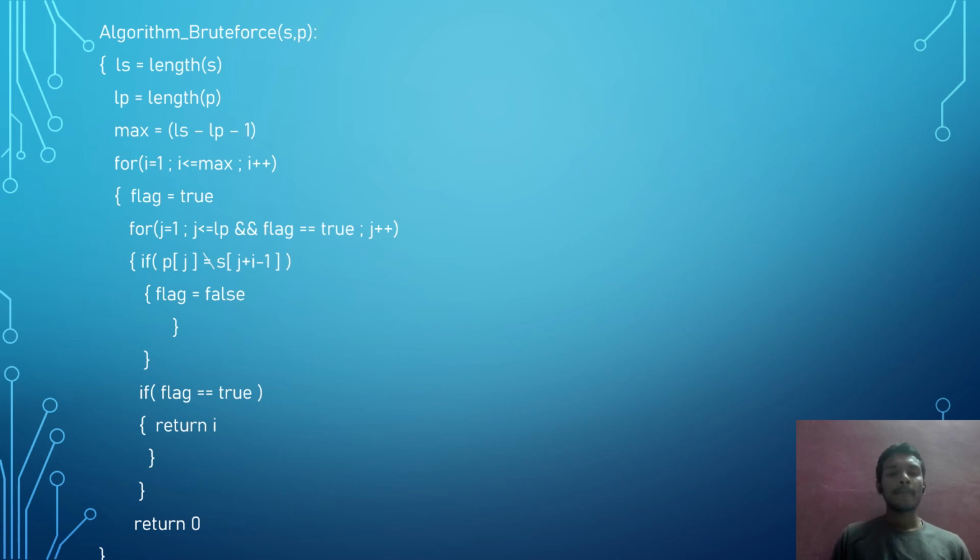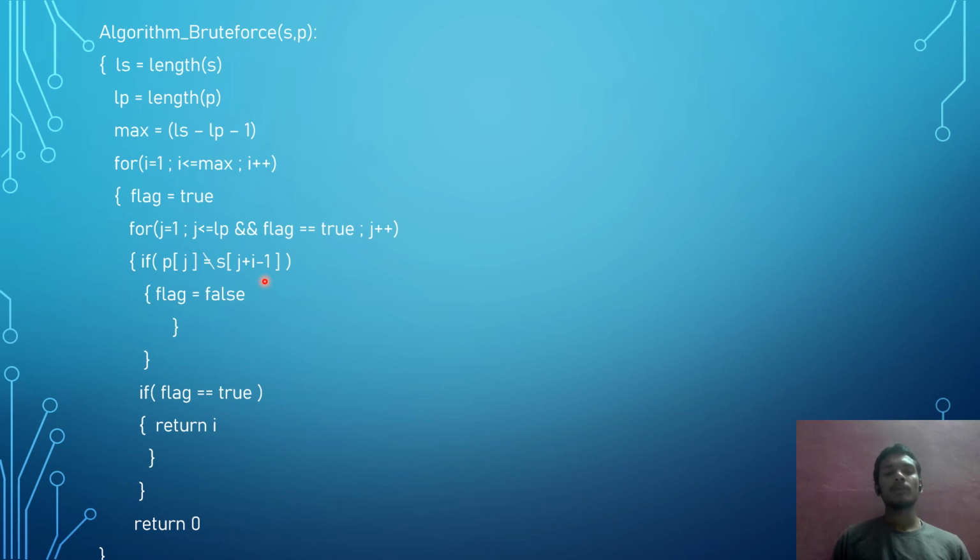So finally, after completing the inner loop and outer loop, if we don't find the pattern in the main string, then 0 should be returned to the main function. So this is the algorithm of brute force.